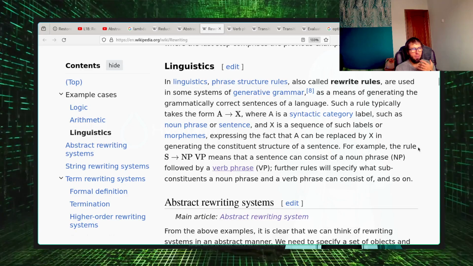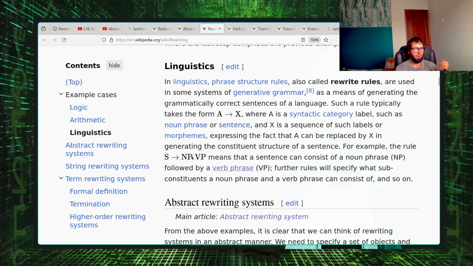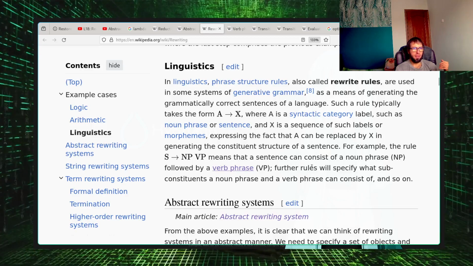For example, we can take this rule from S. We can derive NP and VP. It means that a sentence S can consist of a noun phrase followed by a verb phrase. And in such a way we can construct some concrete sentence.